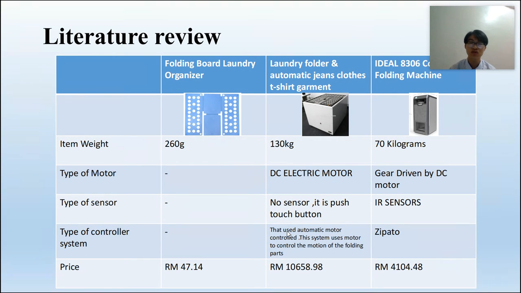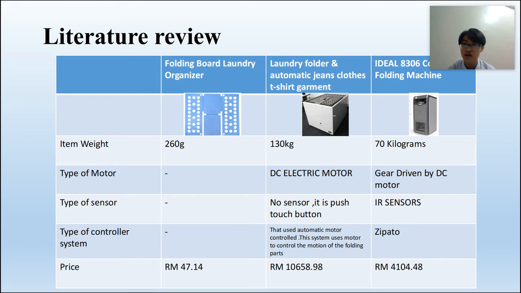Okay, these three are in the literature review that I searched. The last two are too expensive, you see the price is very expensive. And the first one is the normal one, that is manual. And then the second one is an automatic jean clothing t-shirt folder. It uses a DC motor, no sensor, but it has a push start button. The controller system is a new automatic controller system. This system uses the motor to control the motion of the folding part. And the third one is 70 kg, so heavy.